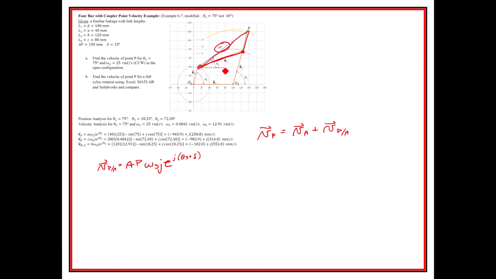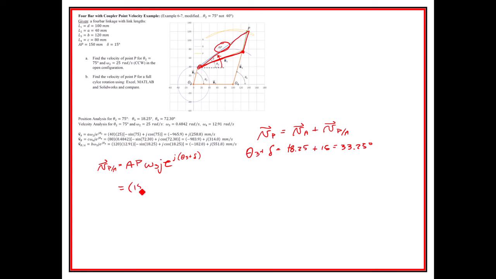So it's going to be this entire angle right there from horizontal. And theta 3 plus delta is going to be, what is that? Where did I find that from my position analysis? It was 18.25 plus my 15, so that's 33.25. I can do that math. So I stick in these numbers.